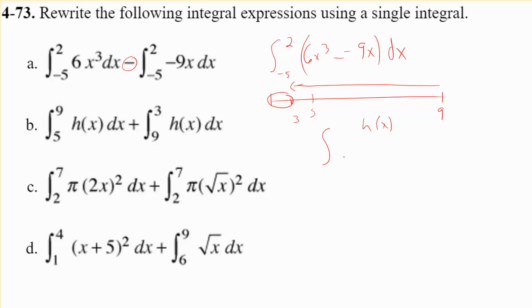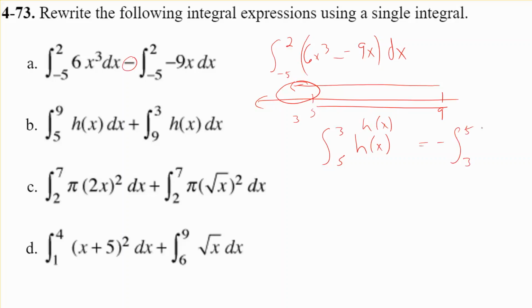I cancel out all of this, and I've got a negative part of this, so I should really be left with from 5 to 3 of h of x, like the opposite of 3 to 5. We could also write that as 3 to 5 with the negative sign.